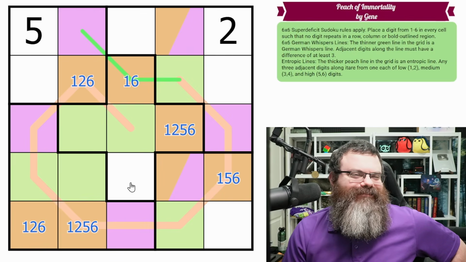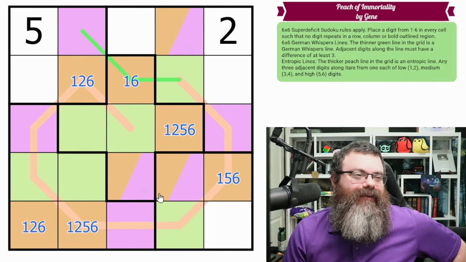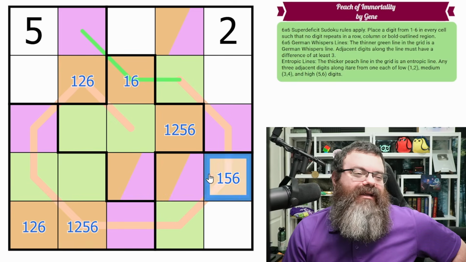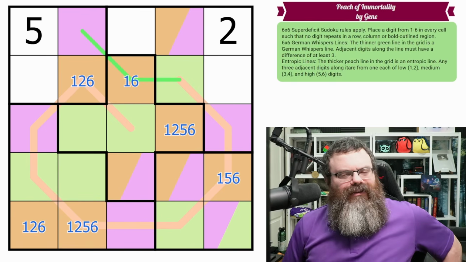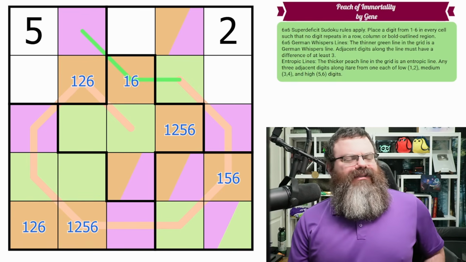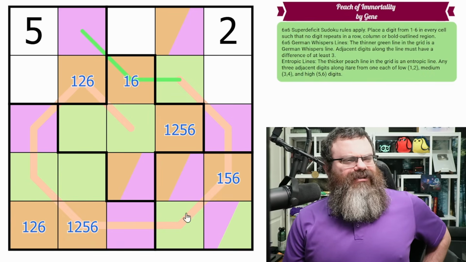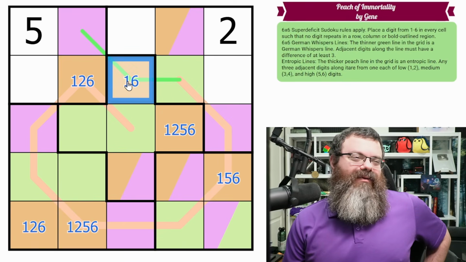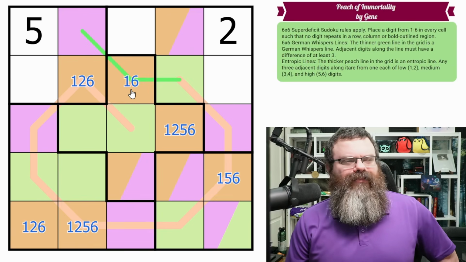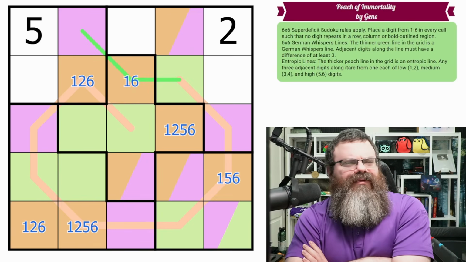Not sure. This has 2 greens in the row, so this is also orange, purple. Basically not green, not green, not green. This is not orange, so it's green, purple. Okay, so the entropic line is built in with the coloring. We don't really need to pay attention to the specifics. The German whisper line is very open because a 1 can be next to 4, 5, or 6. 6 can be next to 1, 2, or 3. So we didn't really restrict them.